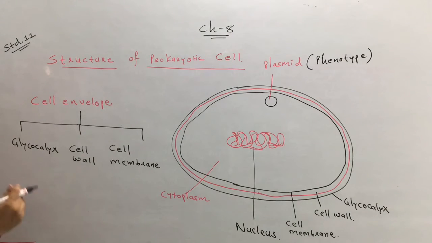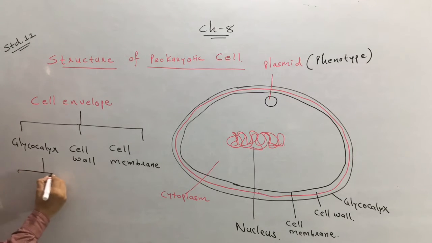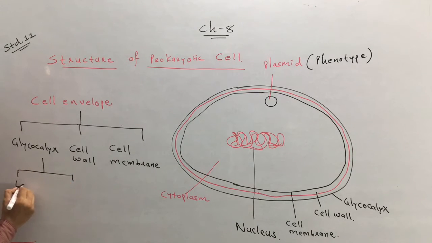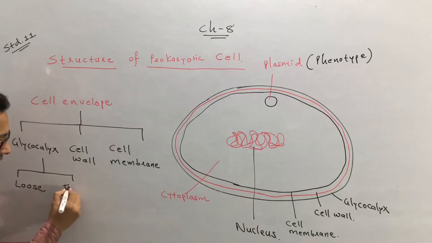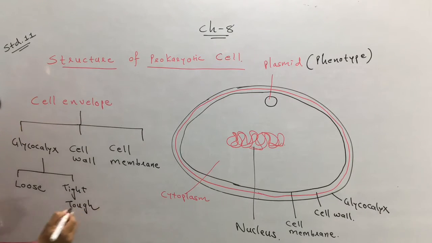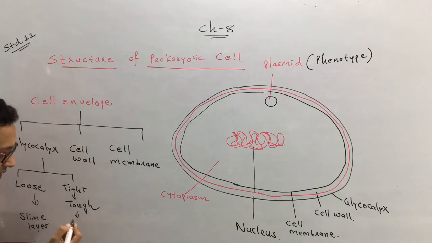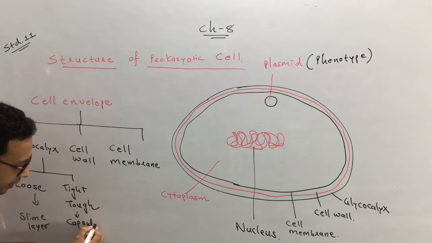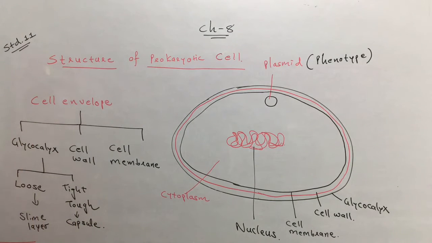The glycocalyx can be arranged in two ways. It can be either a loose arrangement, or a tight and tough arrangement. If it is a loose arrangement, then it is called a slime layer. If it is rough and tough, or you can say tight and tough, then this layer is called a capsule.